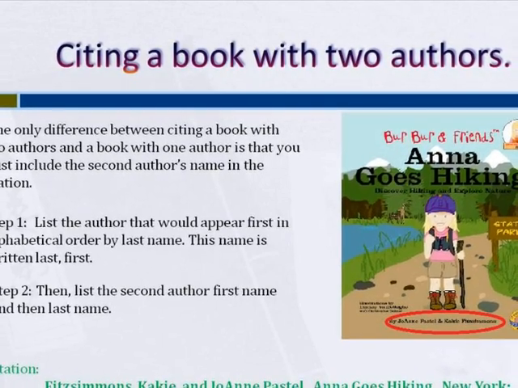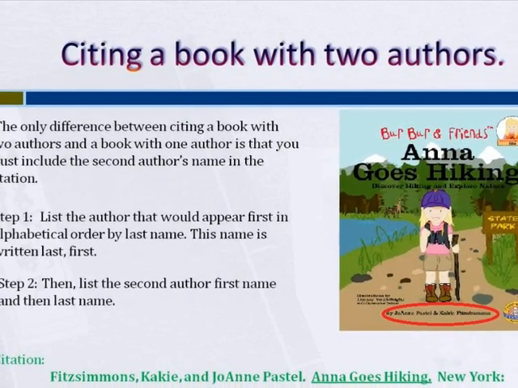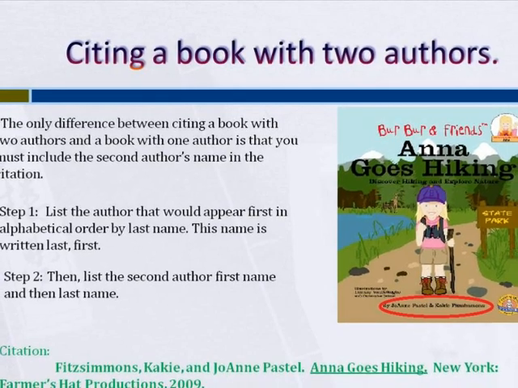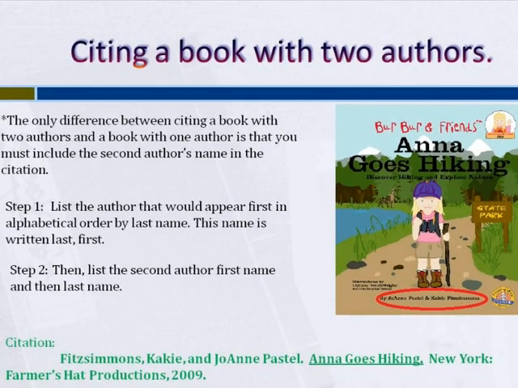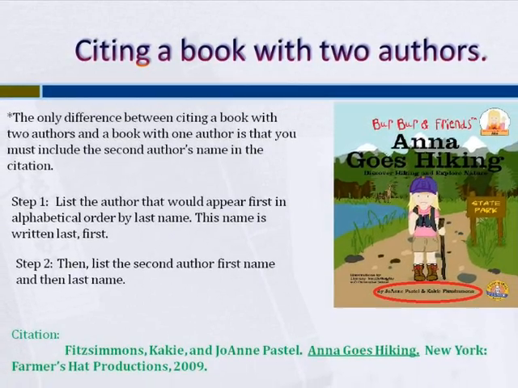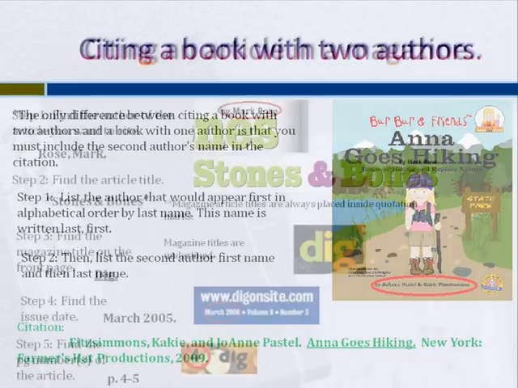Step 2, then you need to list the second author, first name, and then last name. So in the citation, we had Fitzsimmons, Keiki, and Joanne Pastel. Then I have the title, Anna Goes Hiking, underlined. I have the publishing city, colon, the publishing company, and the copyright date.